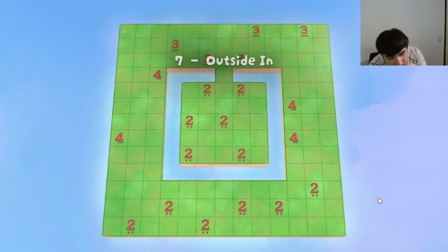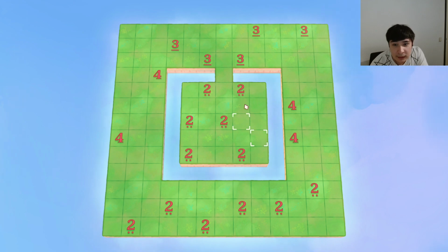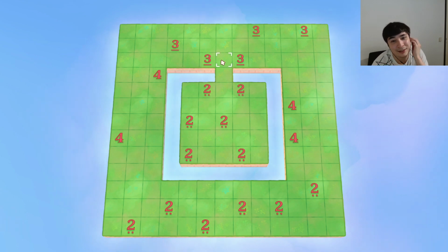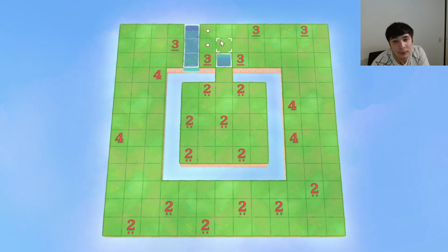Outside in. Okay. We have a lot of pairs here for the 2s. Straight lines for the 3s up above, and the 4s are just normal, and these are a bunch more paired 2s. Okay, a lot to start with. Let's see. This 3 here only has one way it can go. It's got to go up.